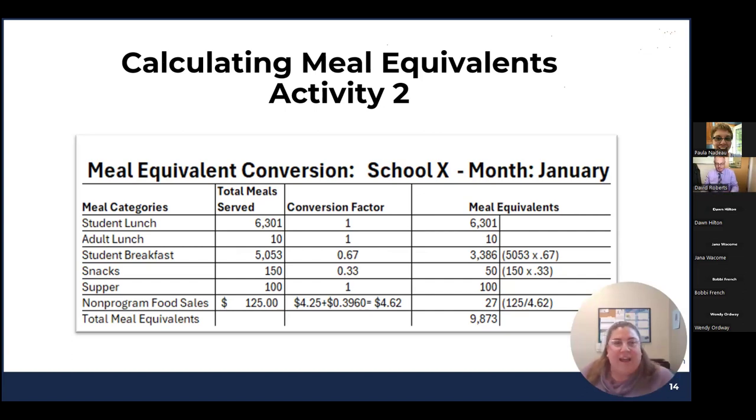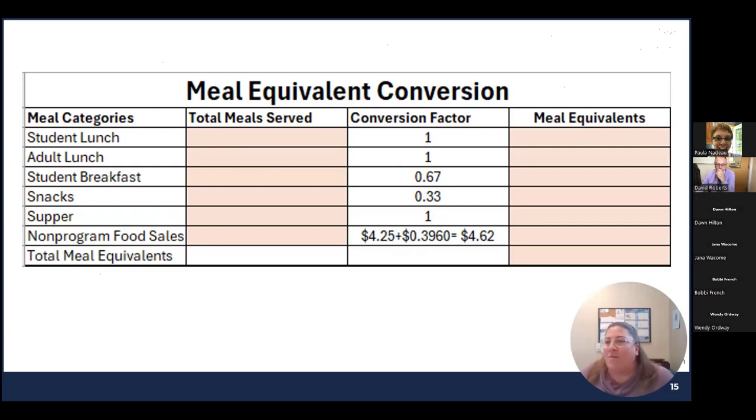All right. So the next activity was for you to turn your meals served for the month into meal equivalents. That is on the activity pages. If you want to work on that while we keep going, on the blank activity sheets in this handout is where you'll find the blank one. I may come back and ask some of those questions, but I want to keep going so we can finish this.